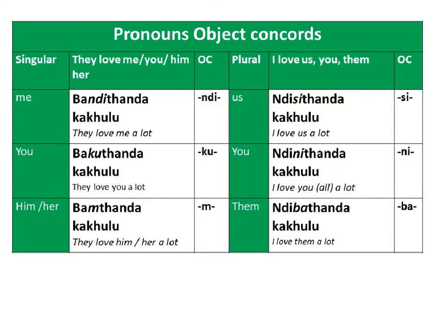To summarize, ndi is the Xhosa object concord for me, ku, the object concord for you, that single syllable, the object concord for him or her, si, the object concord for us, ni, the object concord for you, and ba, the object concord for them. Let us go through some examples to see how they work in practice.